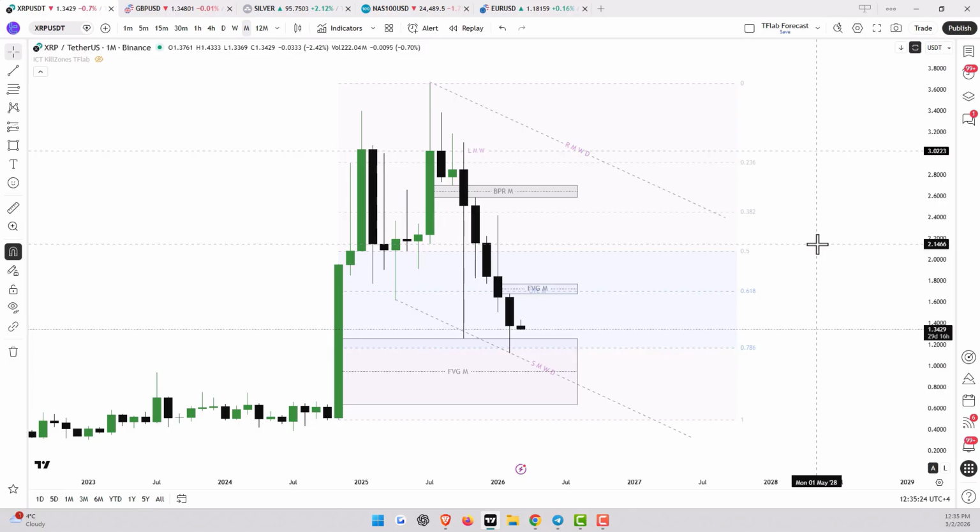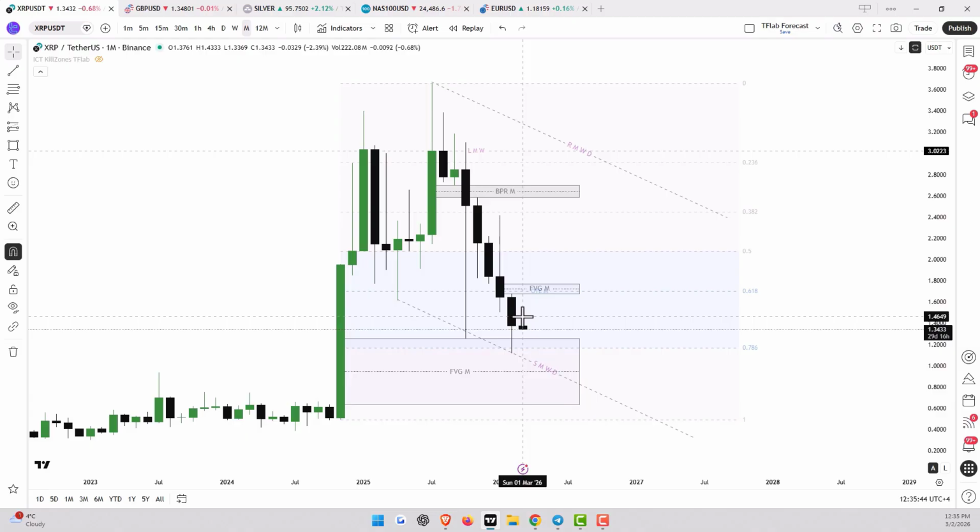I'm here with you for the daily analysis of Ripple, XRP, on March 2nd. As you saw, Ripple closed its monthly candle last month with a bearish trend.